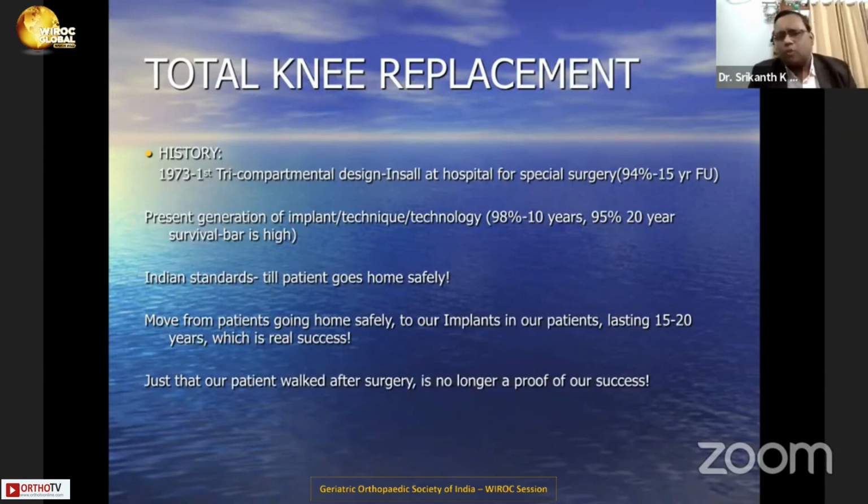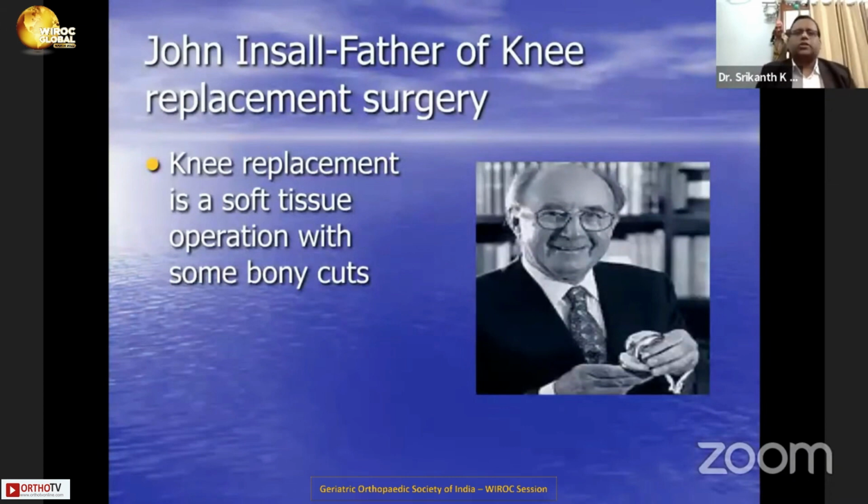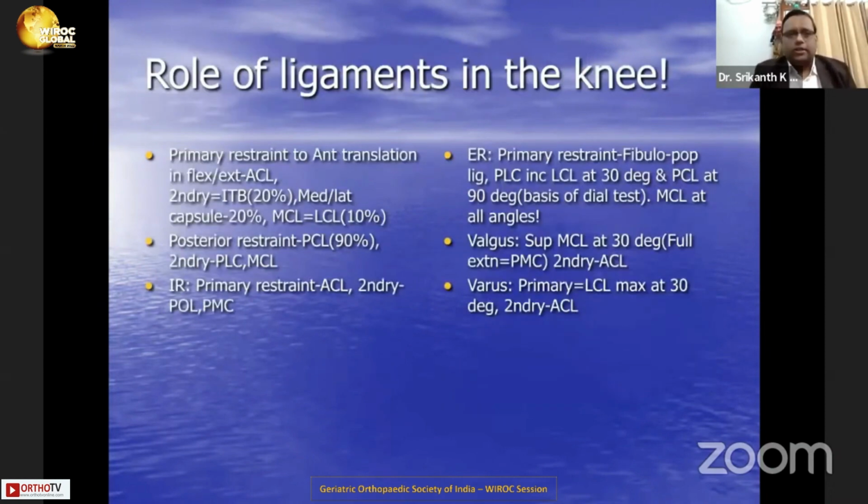Just that our patients walked after surgery is no longer a proof of our success, but implant longevity is a proof of a successful procedure. We all know this person, Dr. John Insall, father of knee replacement surgery. He had a famous quote, a knee replacement is a soft tissue operation with some bony cuts. Why did he say so? He said this because he understood the role of ligaments in 1973. And even now in 2022, we are debating the role of ligaments.